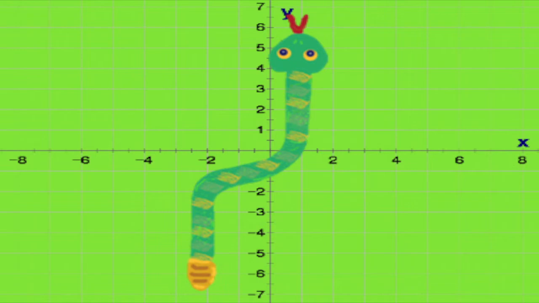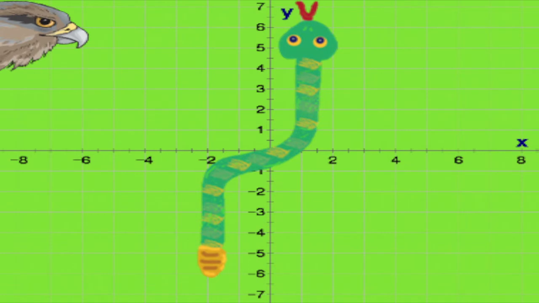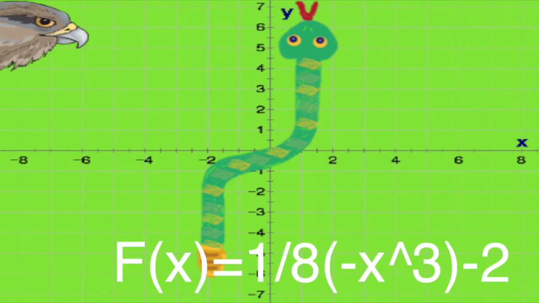Now, let's say that Toby encounters some trouble. He encounters a brown hawk. What Toby has to do is look larger, but still back up a few inches. So Toby plugs in this formula. F of x equals 1/8 times negative x to the power of 3 minus 2.